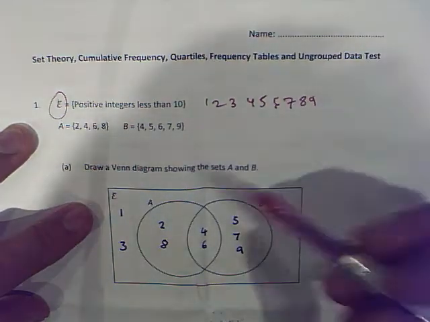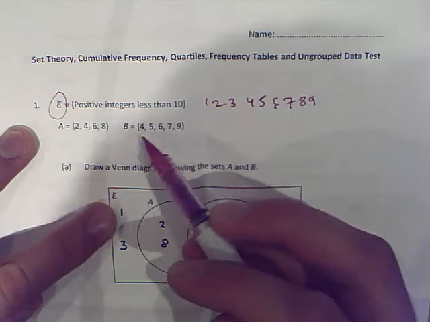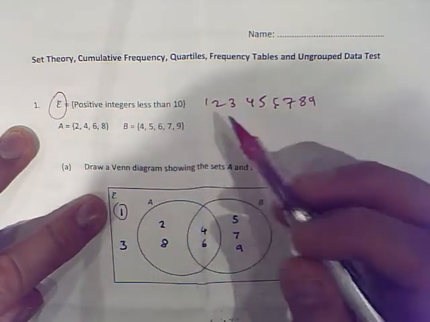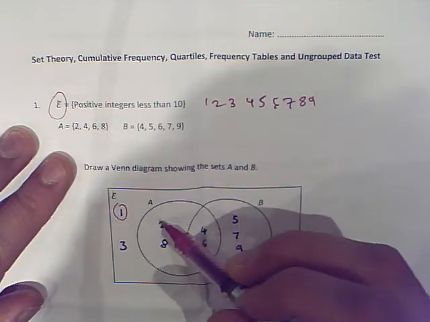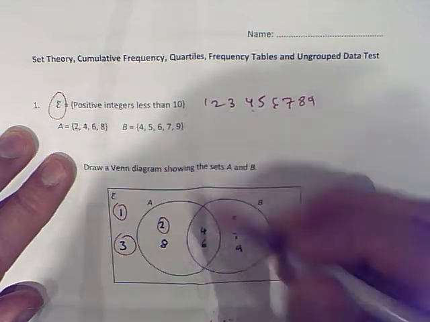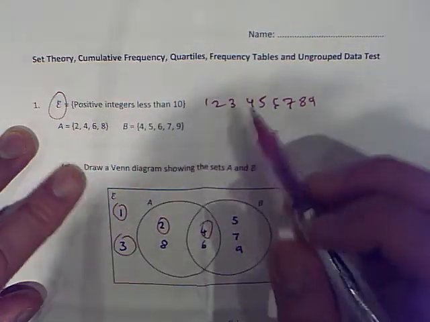And then you have to decide where each of these numbers go. Well, A is 2, 4, 6, 8. B is those numbers. Is 1 in either A or B? No, so 1 goes outside. 2 is in A but not B, so it goes here. 3 is in neither, it goes outside. 4 is in both, so it goes in the middle.